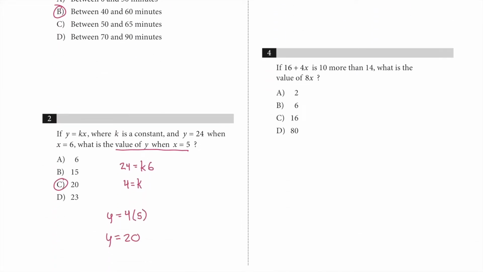If 16 plus 4x is 10 more than 14, what is the value of 8x? So we have 16 plus 4x is 10 more than 14, so it's 24. Let's solve for x. We have 4x equals 8, and then x equals 2. Then what is the value of 8x? Well, then it's 8 times 2, which is 16.